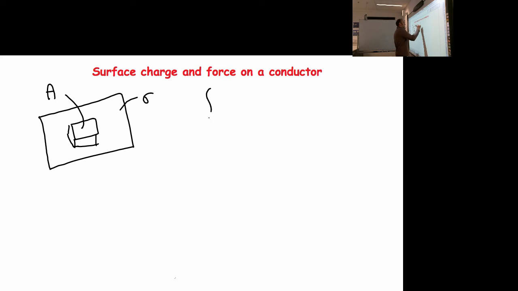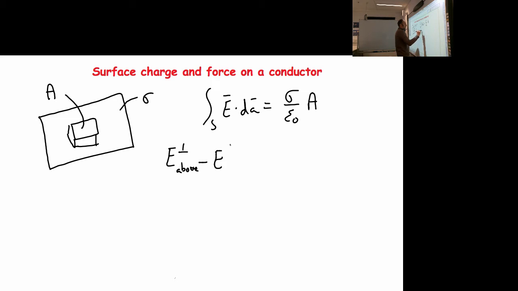So now Gauss's law, the integral of E dot dA, is going to be equal to sigma over epsilon naught times this area. We have to consider what happens above and below. So to work this out, what we have is the perpendicular component of the electric field above minus the perpendicular component of the electric field below the surface is going to equal sigma divided by epsilon naught.